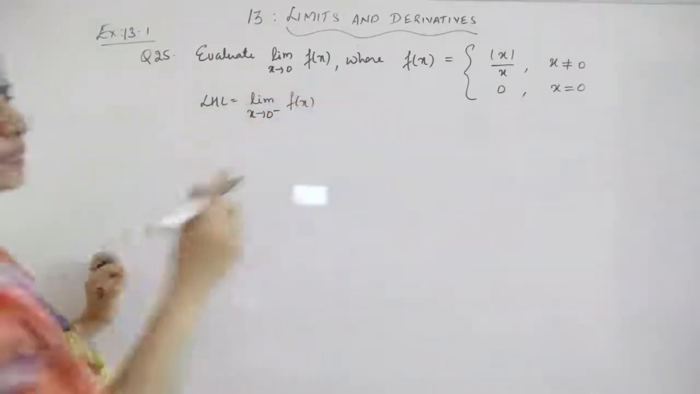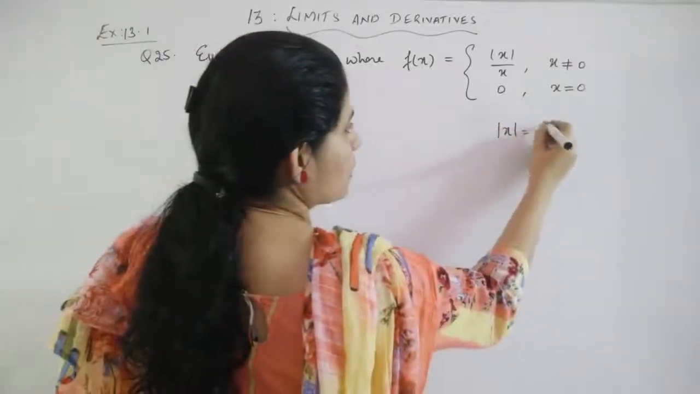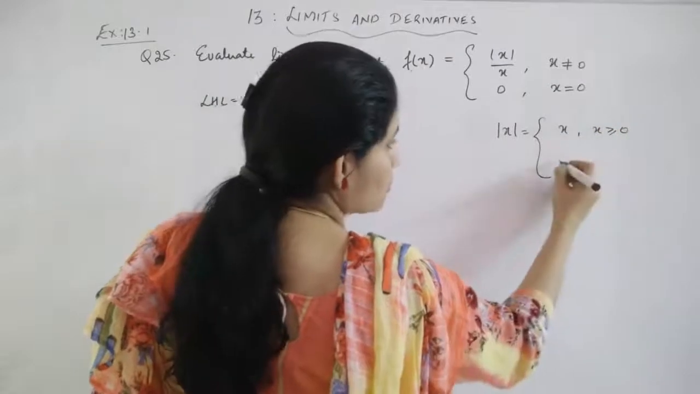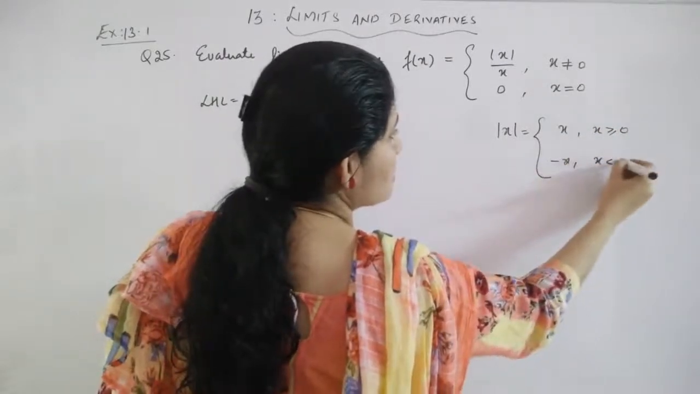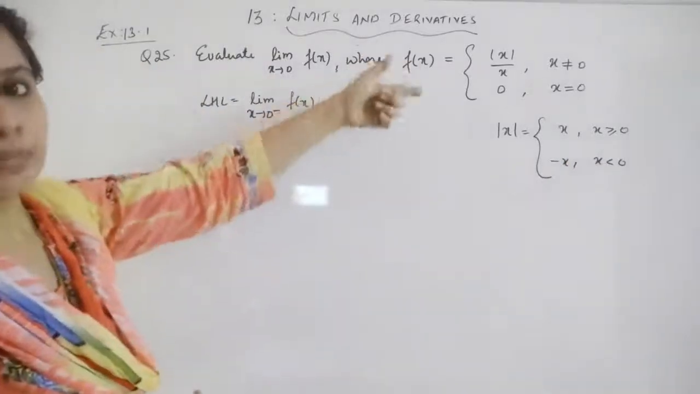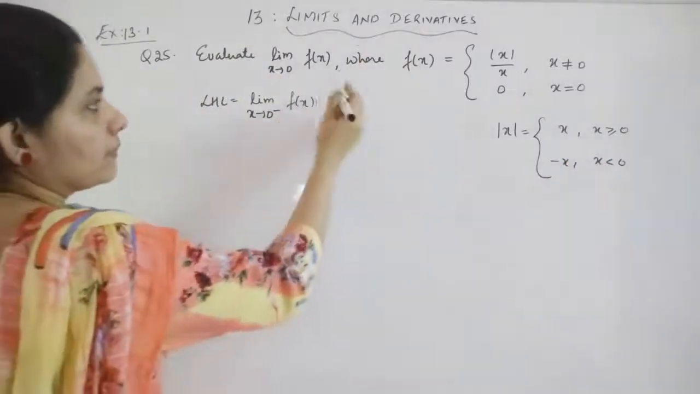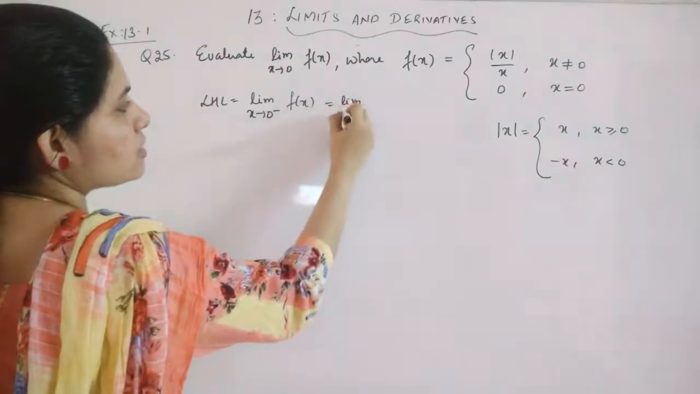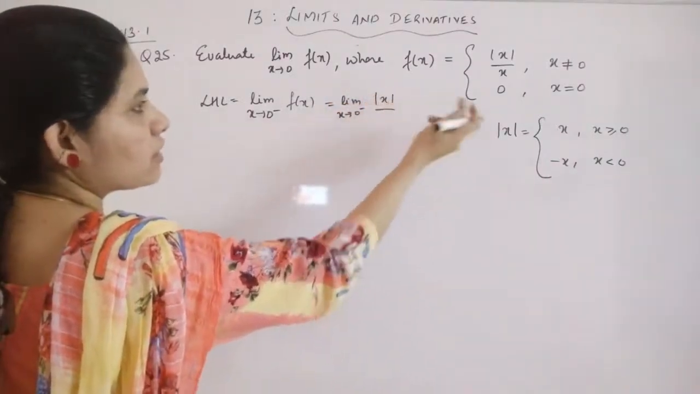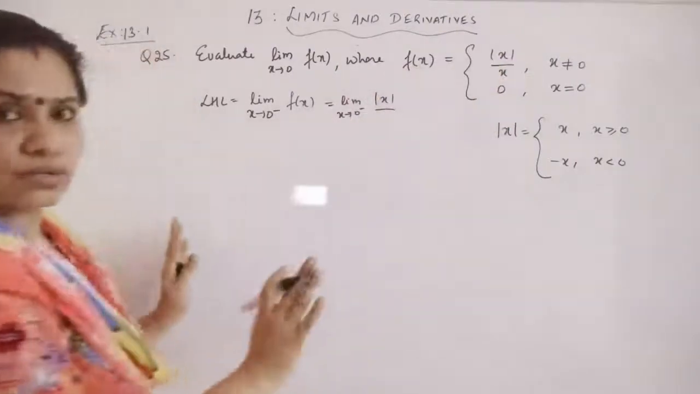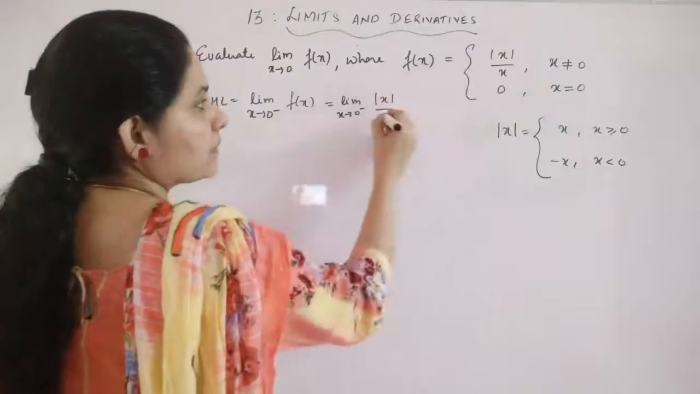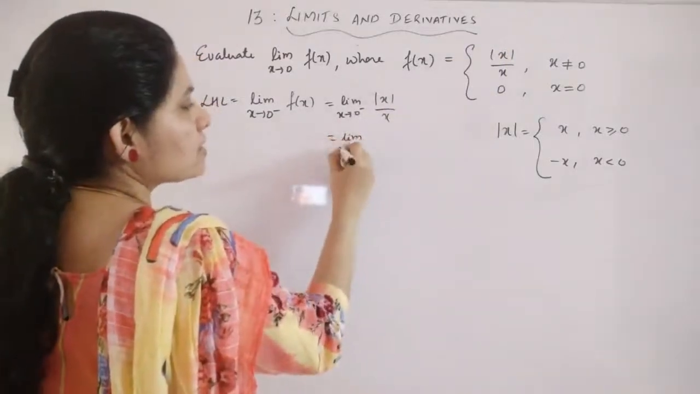Before that we should know something, that is mod x. What is the modulus value? It is x when x is positive or equal to 0, and minus x when x is less than 0, right? So here we need to replace the mod x value accordingly. This is limit x tends to 0. I am just replacing the function value, because this is the function value when x is not equal to 0, that is either it is less than 0 or greater than 0. The function value is this. After this we will replace it accordingly.